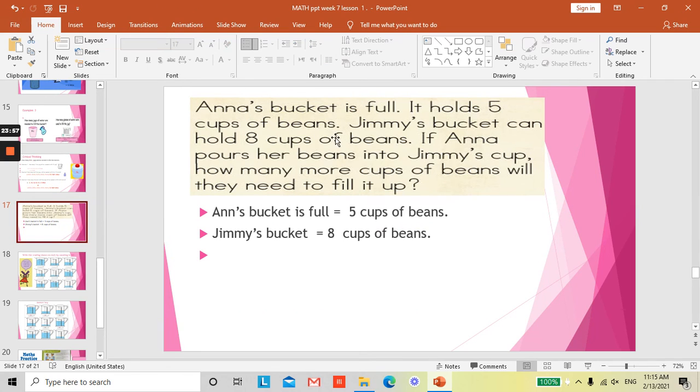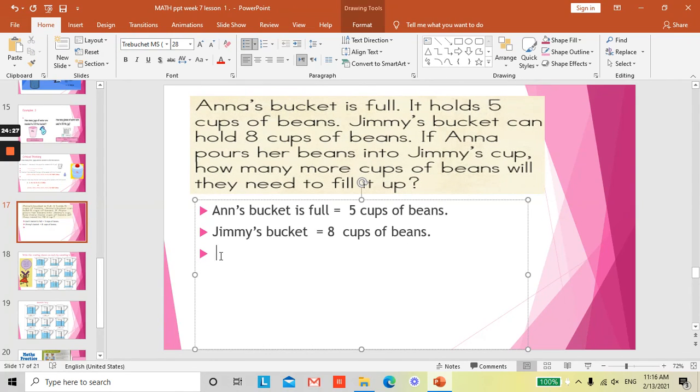Here it says, Anna's bucket is full. It holds 5 cups of beans. Jimmy's bucket can hold 8 cups of beans. If Anna poured her beans into Jimmy's bucket, how many more cups of beans will they need to fill the bucket? So Anna's bucket is full with 5 cups of beans, and Jimmy's bucket holds 8 cups of beans. So when Anna puts her beans into Jimmy's bucket, there will be a space that remains.